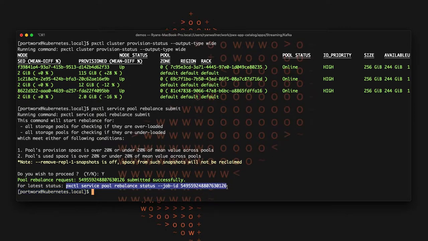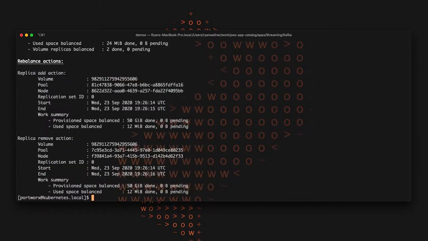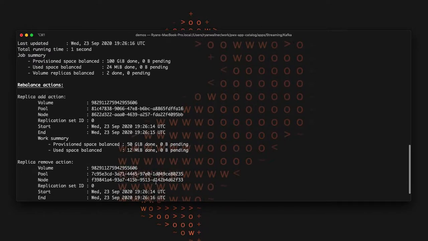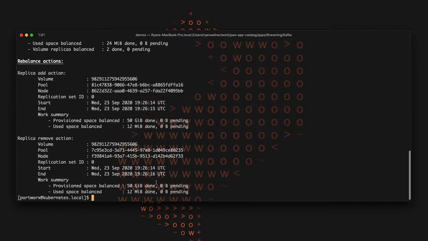This gives you a little more information about what actually happened in terms of what replicas were added, which ones were removed, from which node to which node, and this sort of tells you what actually happened during the rebalance. So now that we've issued that rebalance command, the Portworx cluster in our Kubernetes deployment should be balanced once again.